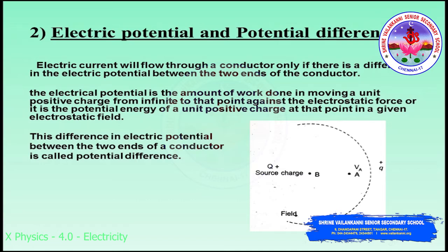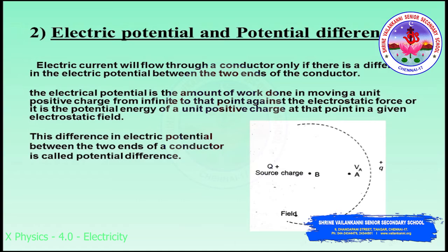See, the electrical potential is the amount of work done in moving a unit positive test charge from infinity to that point against the electrostatic force, or we can say it is the potential energy of a unit positive charge at that point in a given electrostatic field. We can represent this electric potential or electrostatic potential by the term V.